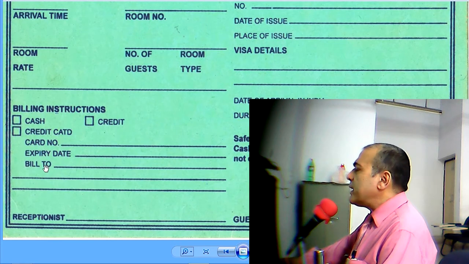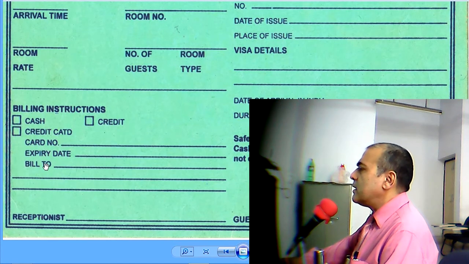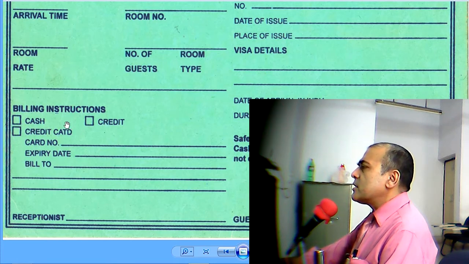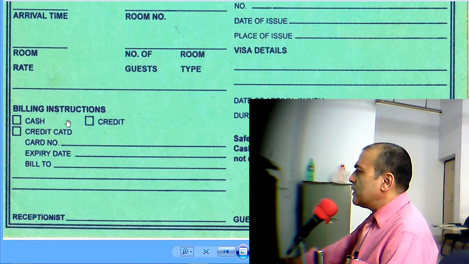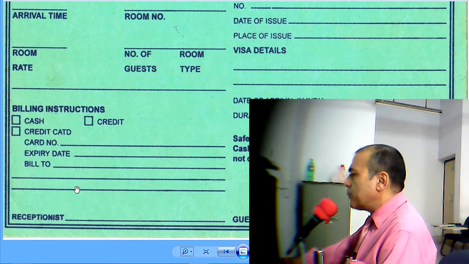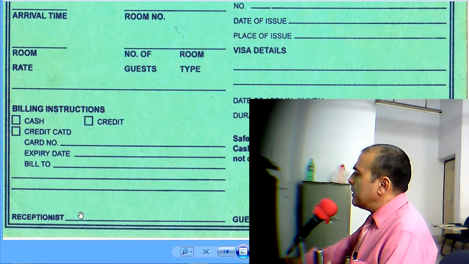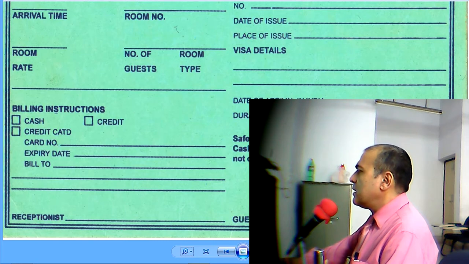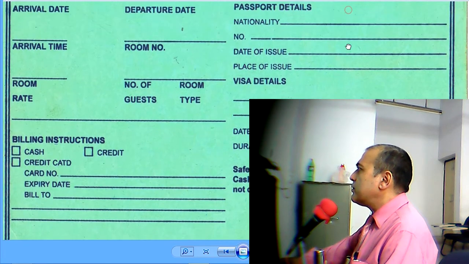And if the payment has to be made by some agency, some company, a travel agent or airlines, then address of that company should be filled here in this bill to column. So this is billing instructions. This is very important. It is financial in nature and students must understand this. This is where the person who is doing the check-in, the employee who is doing the check-in, they will have to sign. It is like accepting responsibility for all the data in this GRC. Let us move to this now other side of the document.